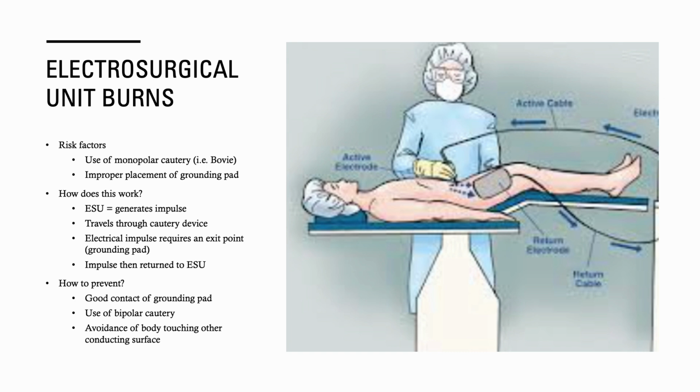If the patient is contacted in another way, the electricity is always looking for some point of exit. So this could either be the grounding pad, or if the body is touching a different conducting surface, the electricity may exit there. It could be a metal surface on the bed, it could be metal jewelry, it could be frayed wires, etc. But regardless, if the body is touching another conducting surface, some of that electricity may escape in that direction and put the patient at risk for burns.